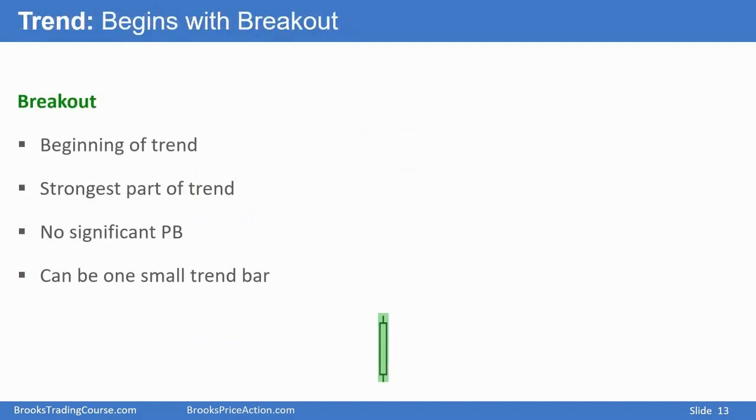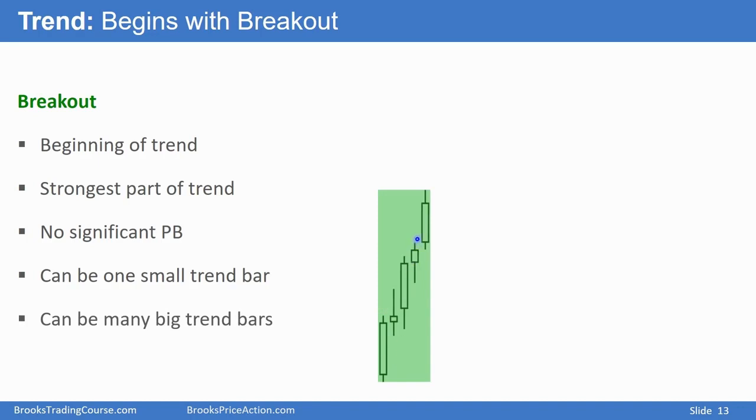All trends begin with a breakout. It can be a single bar, or it can be a series of bars. For example, here we have a bull breakout. Remember, every bull trend bar is a breakout. It's also a climax. The breakout is the strongest type of trend, and there is no significant pullback, and sometimes it can last several bars.